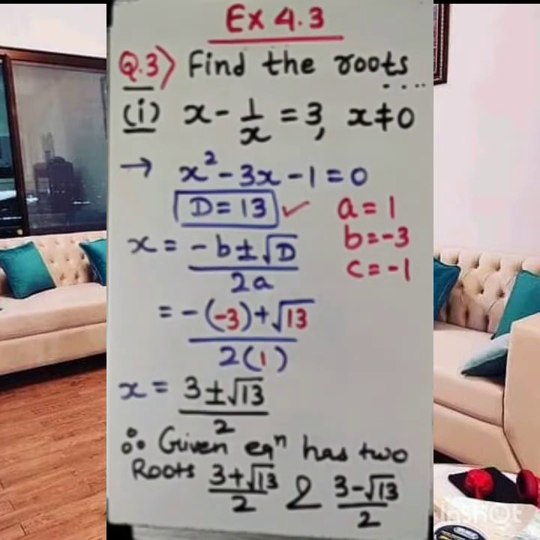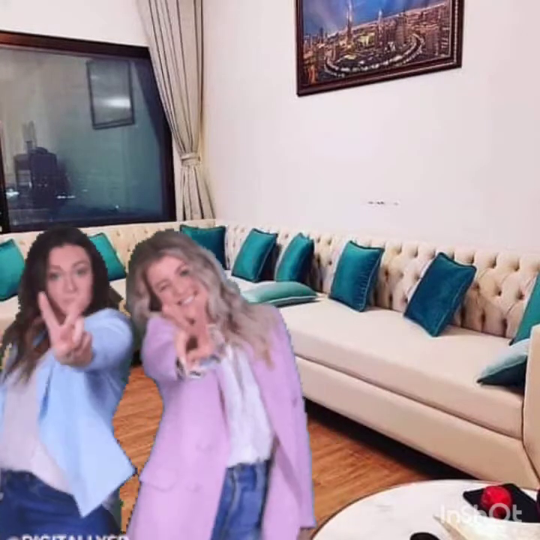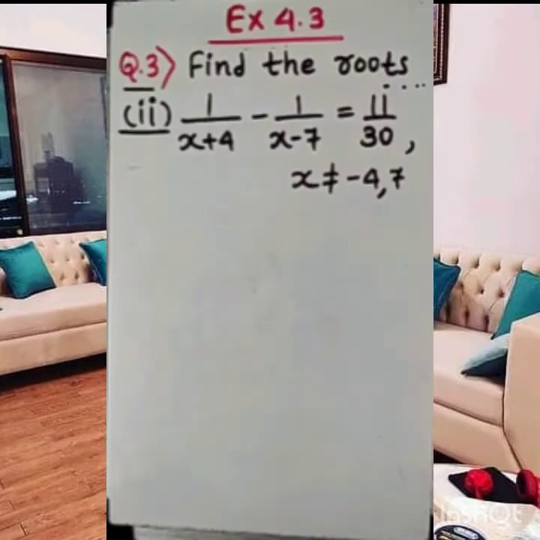Let's go to the second. So my dear student, here in question number 3, the second is on your screen: 1 upon x plus 4 minus 1 upon x minus 7 equal to 11 by 30.